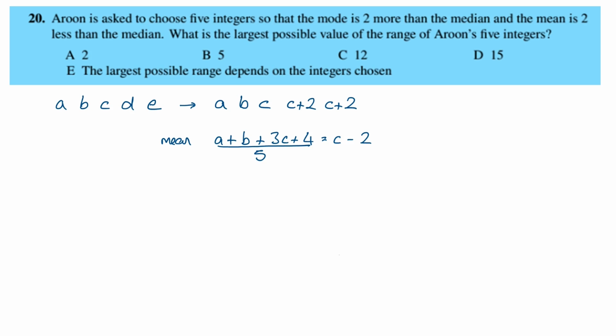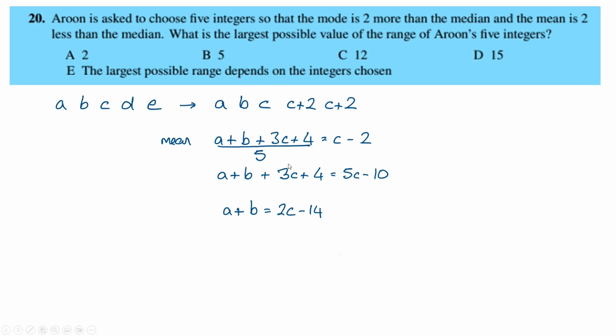This gives me an equation. I'll multiply both sides by 5. That gives me something that doesn't feel much more helpful, but let's move the C and the 4 across, which is going to give me A plus B equals 2C minus 14. And then I'm stuck. Because how could I do this? Because I don't have another equation.